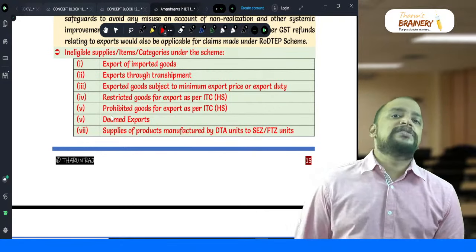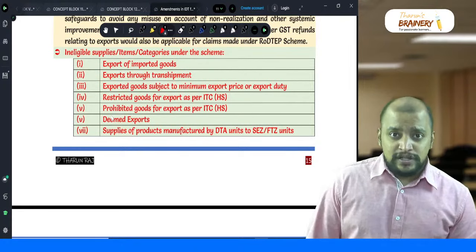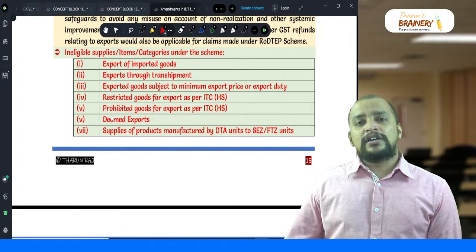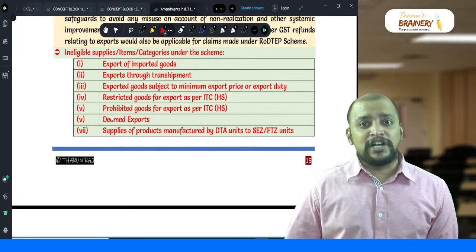Then deemed exports under FTP, that is sale to an advance authorization holder, EOU, EHTP, STP, or supply of marine freight containers, or an international competitive bidding project like that.